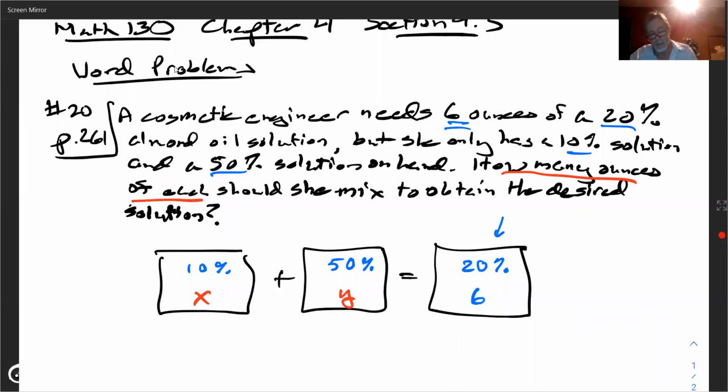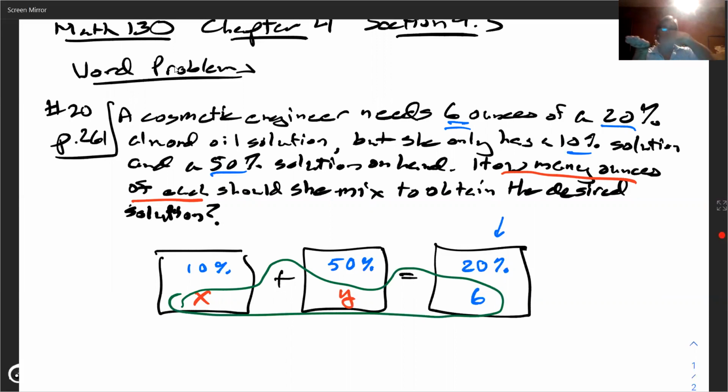So here's the story. The bottom row is an equation, meaning x plus y equals 6, because I'm going this many ounces plus this many ounces mixed together. I want 6 in the end. So guess what? I'm going to write down x plus y equals 6.